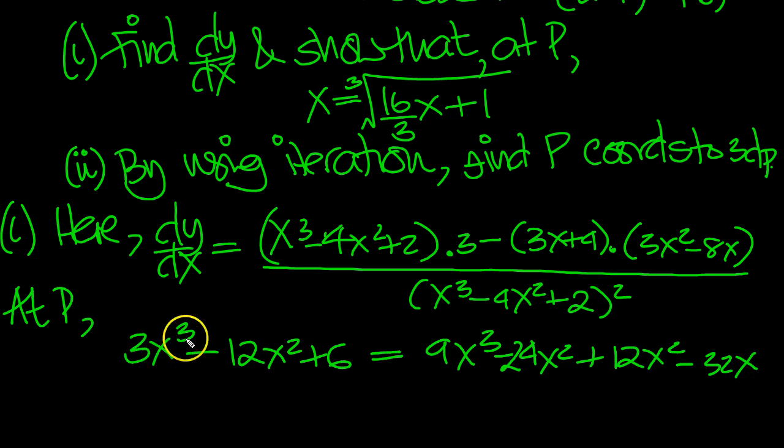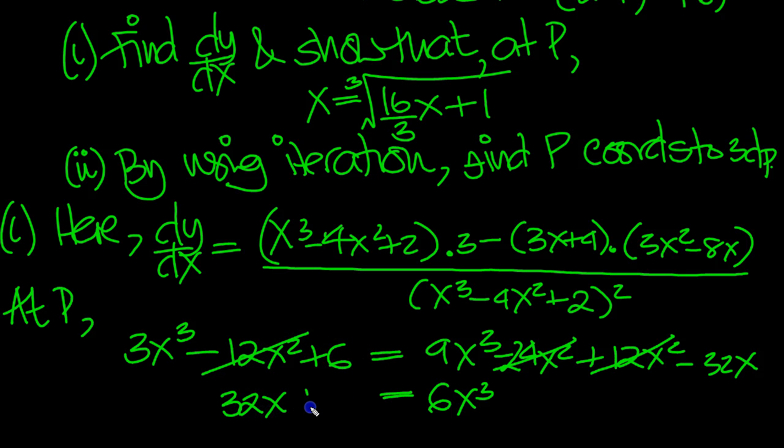So if we look at the x cubed then, we've got a 3 here and a 9 here. So if we move the 3 over the equals, it becomes minus 3. 9 take 3 is 6, so we've got 6x cubed. Now the minus 24 plus 12 is minus 12x squared. We've also got a minus 12x squared on this side, so they'll cancel out. And it just remains for us to move this 32x over to be with the 6. So this moves over to plus 32x, and we can leave the plus 6 as is. So that's what we've got then.